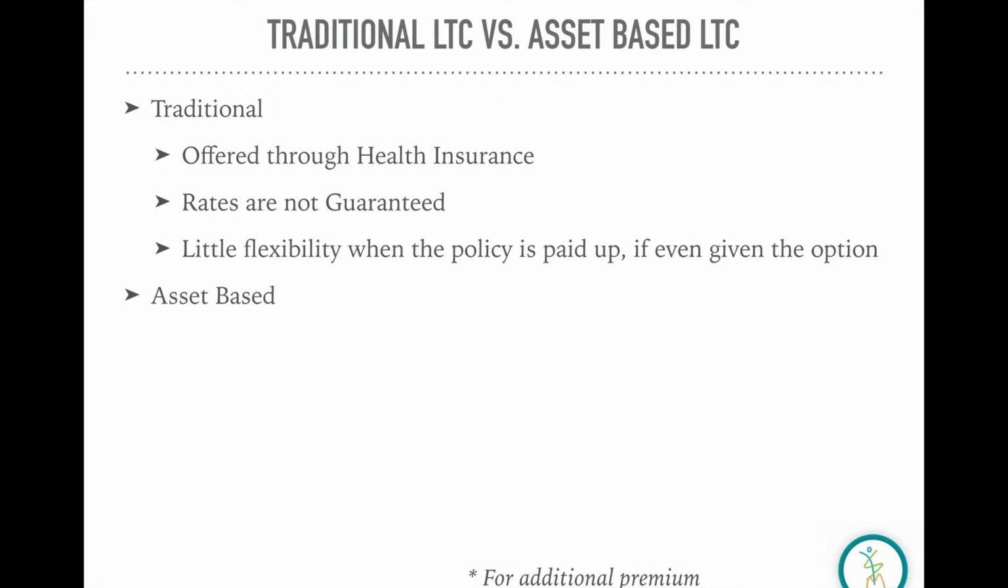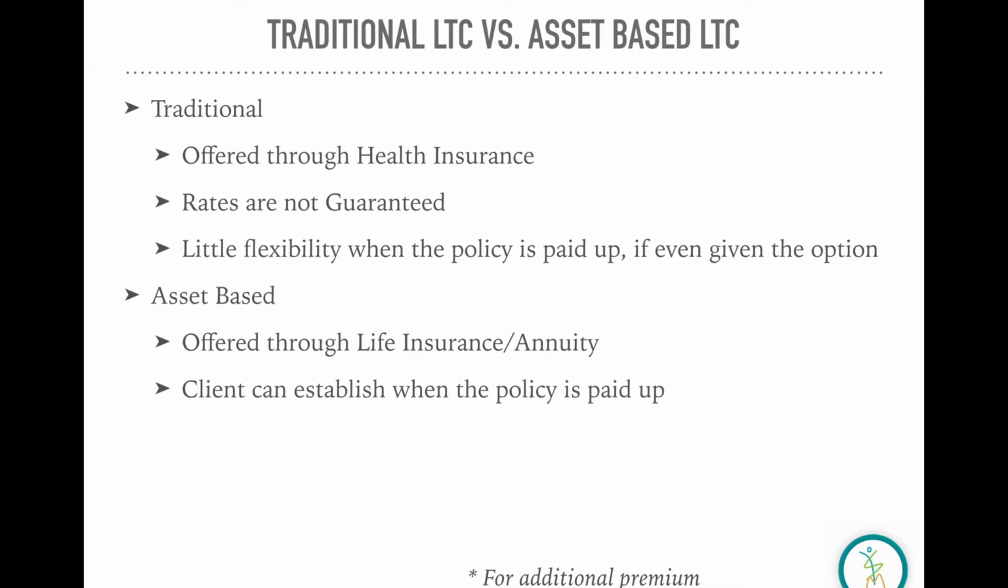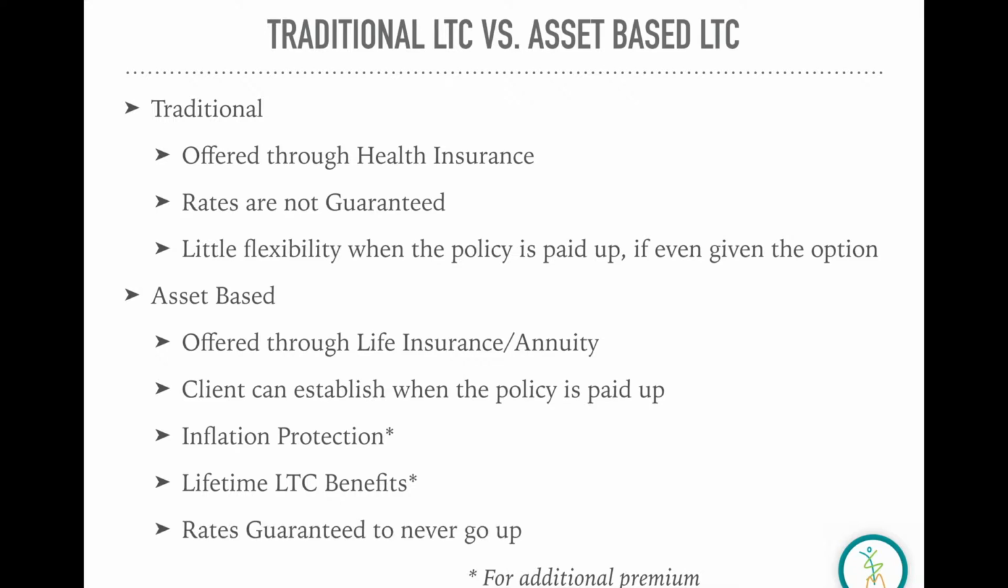Now, on the other hand, you have your asset-based long-term care, which is offered through life insurance or an annuity, so the client can establish when the policy is paid up if they so choose to. There is an inflation protection provided with the asset-based long-term care, as well as lifetime long-term care benefits, which you do not get on the traditional side. And because it's offered through life insurance or an annuity, the rates are guaranteed to never go up.